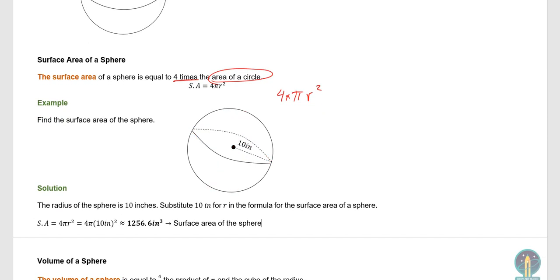Let's look at an example. Find the surface area of the sphere. The radius is 10 inches, as we have here. So we have 4 pi r squared, so 4 pi times 10 inches squared, which is 12,256.6 cubic inches. Okay, that's the surface area of the sphere. Sorry, this should be square inches. Surface area is in square units, not cubic units.